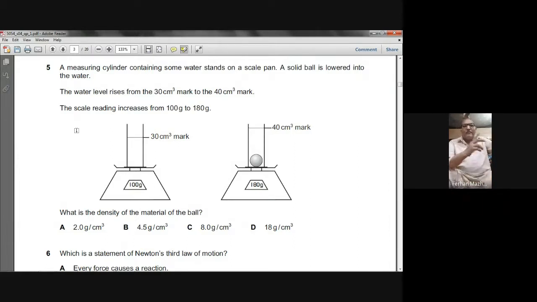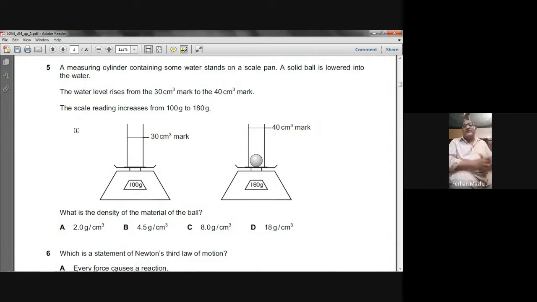So the volume of the ball will be V2 minus V1, which means 40 centimeter cube minus 30 centimeter cube. It will be 10 centimeter cube. That will be the volume of the ball. The mass of the ball will be M2 minus M1, 180 gram minus 100 gram, and it will be 80 gram. Their question is, what's the density of the material of the ball?